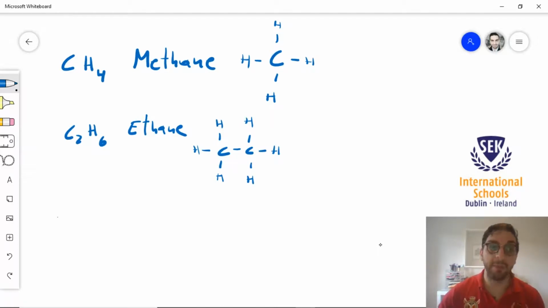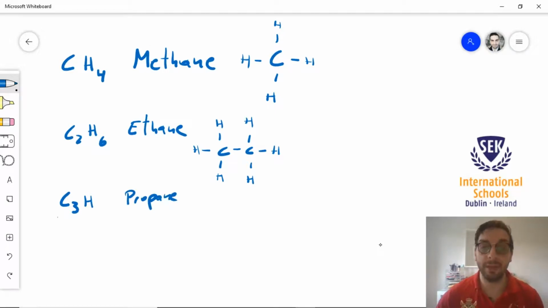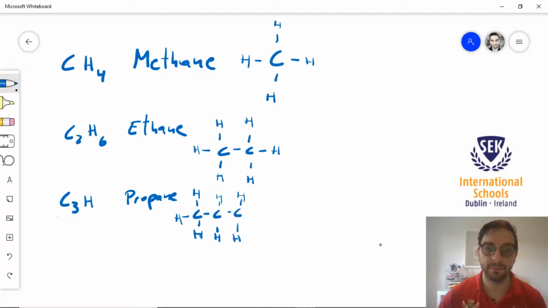Let's continue with propane. Propane is C3. How many hydrogens? Well, we need to count them, right? So let's make propane. Let's make one, two, three. So three. Let's remember we have hydrogen chains here, single bonded. Forgot this one. And let's count them. 3, 6, 8. So propane is 8.